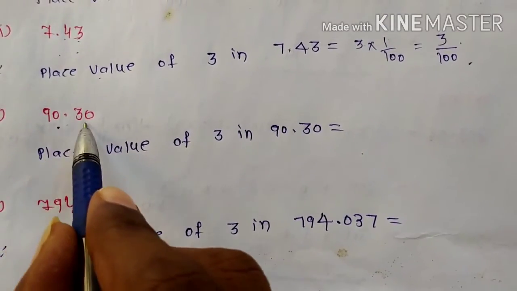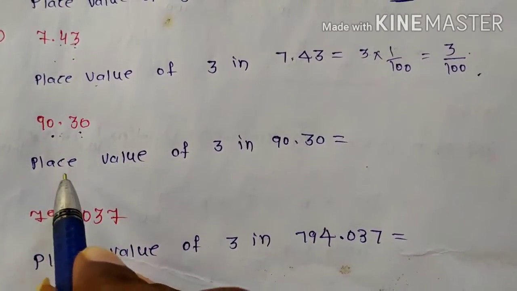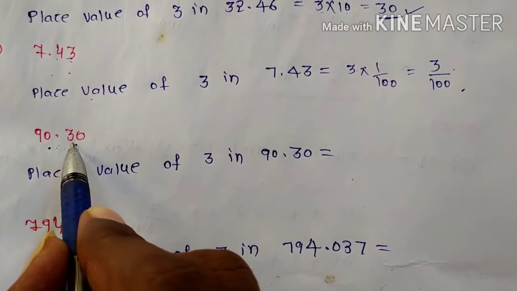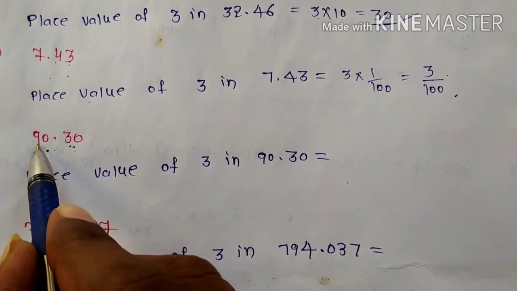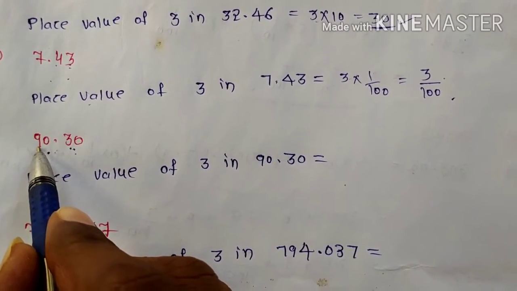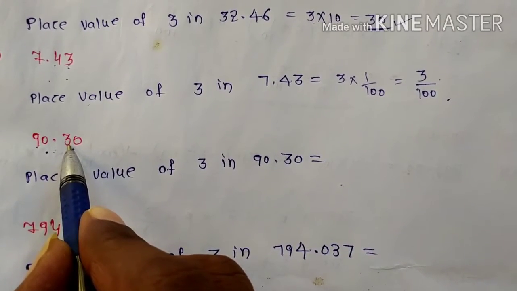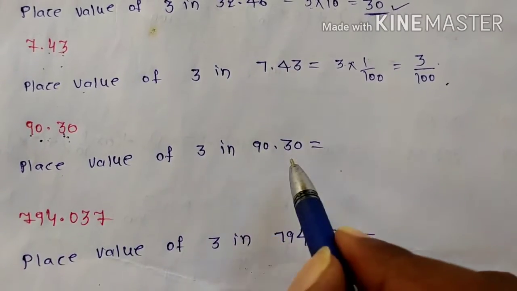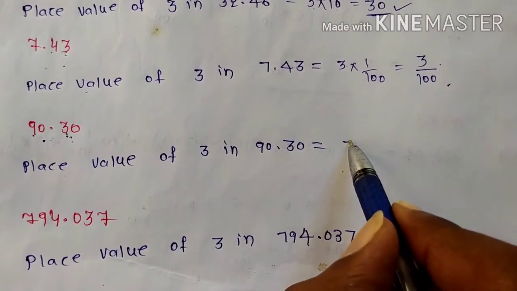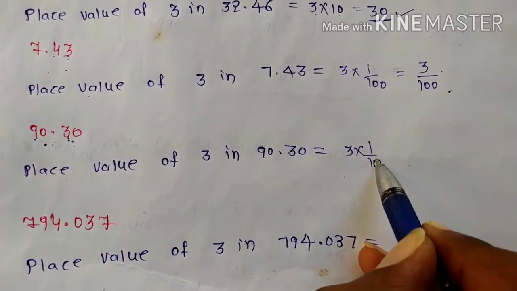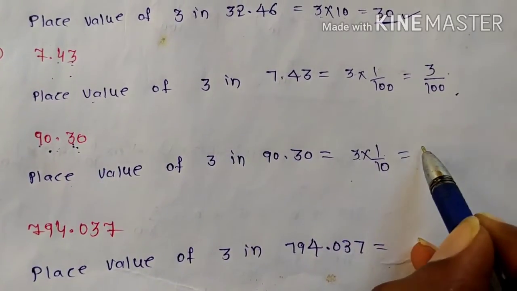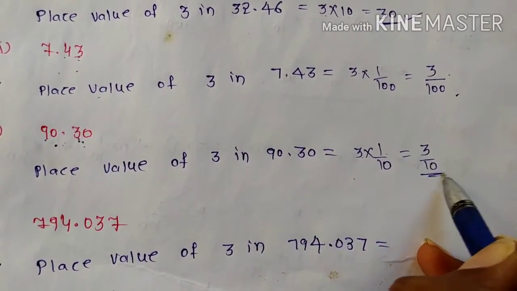Next you can say 90.30. How can you write here? 3 is at the 10th place or not? 10th place. That means you can divide with 10 only. So I am writing here, place value of 3 in 90.30 is equal to 3 into 1 by 10. That means 3 by 10 is your answer.